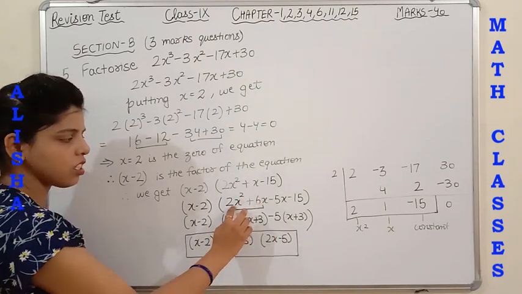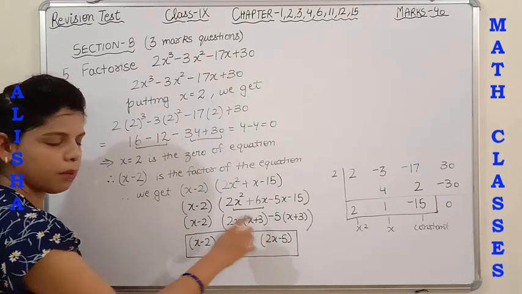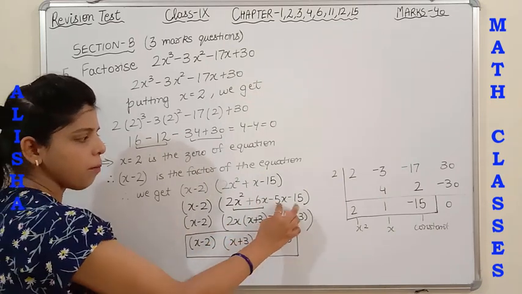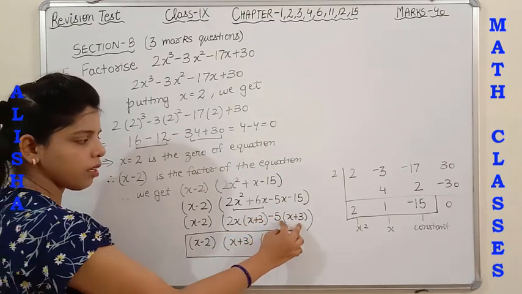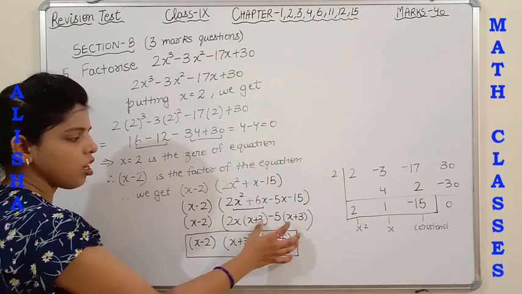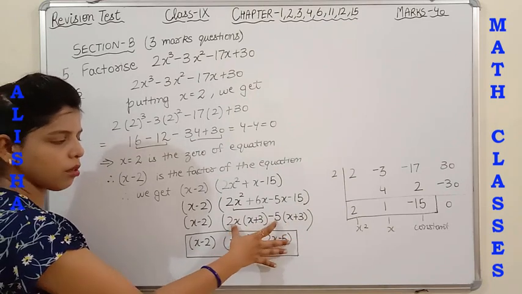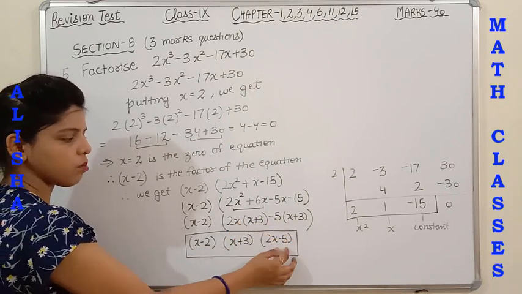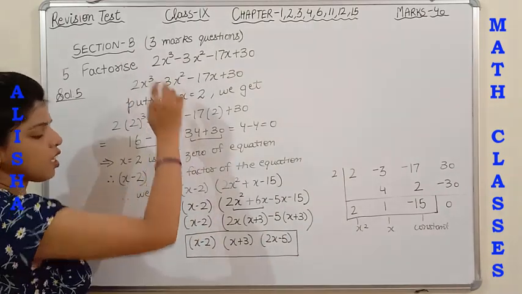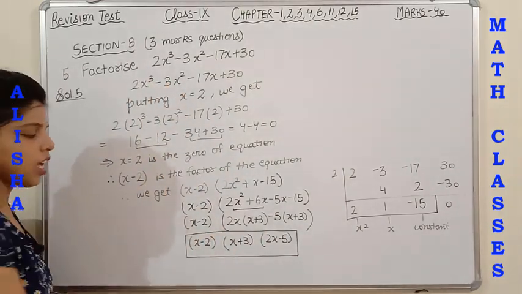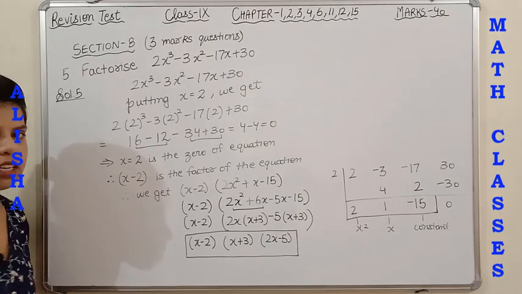Now very simple, just take 2x common from the first two terms, it becomes x plus 3. Minus 5 common from the last two terms, it again becomes x plus 3. Now x plus 3 is the same, so you can take x plus 3 common outside. In the bracket it is left with 2x minus 5. So the big cubic equation has three factors: x minus 2, x plus 3, 2x minus 5.